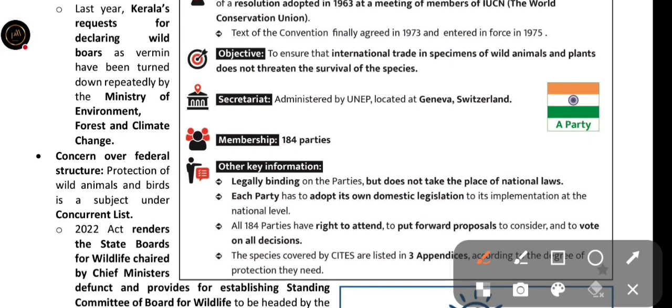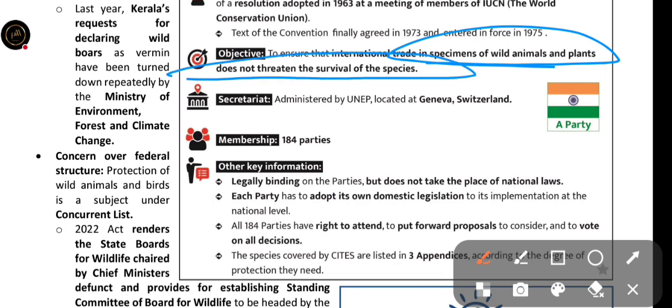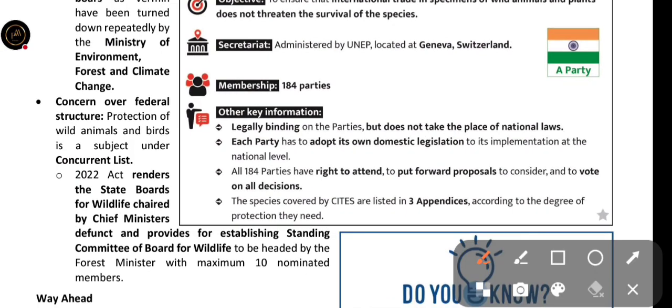Its objective is to ensure that international trade in specimens of wild animals and plants does not threaten the survival of the species. So you should remember this, it is very important from the prelims perspective. Okay, so you should remember this body has to protect these animals.